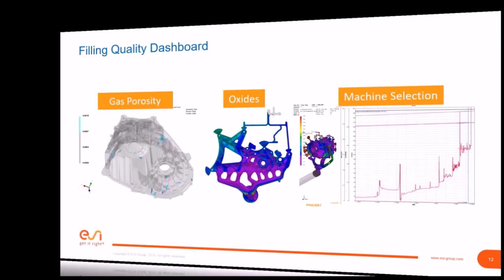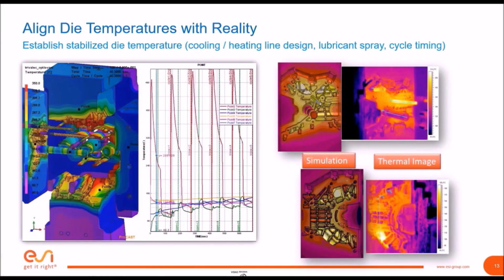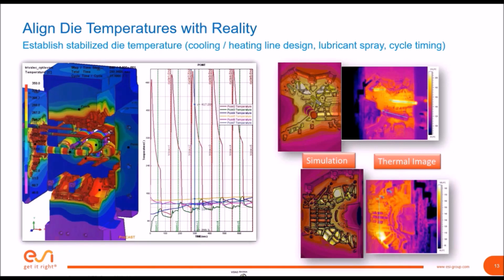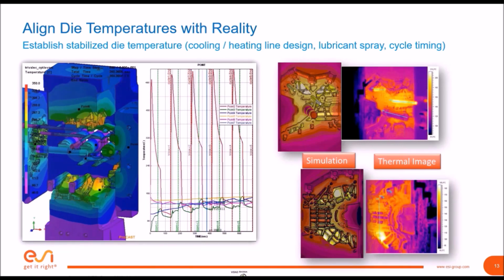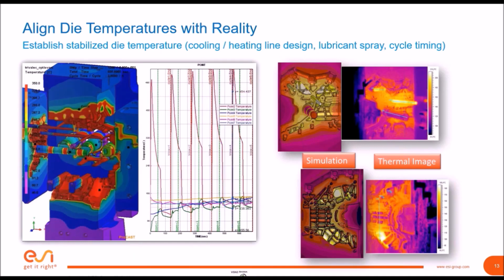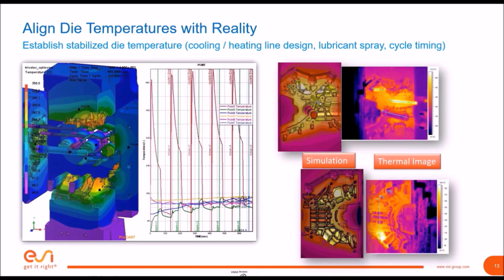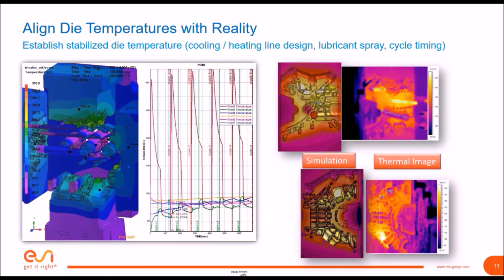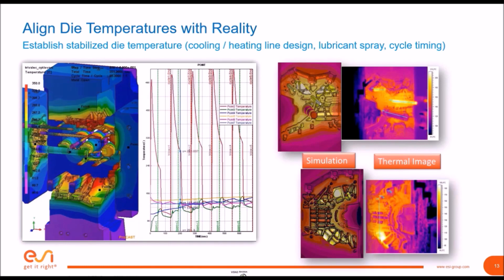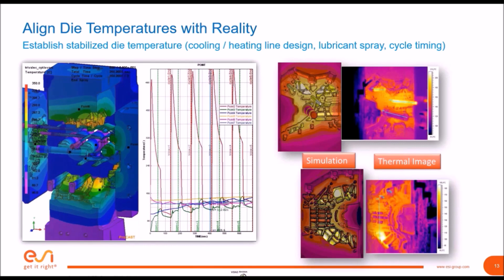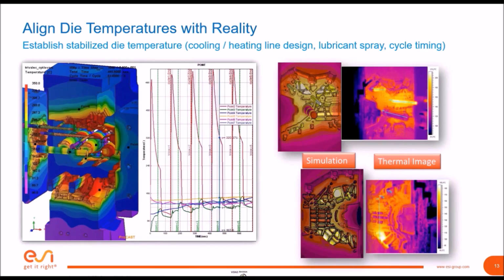So once we are at this stage, this is the stage where one needs to start building the dies. We need to understand what the hotspots in the die are, and then go with the cooling system. This is very important, simply because we need to align these die temperatures with reality, so that we have established a stabilized die, or an operating die temperature, which is what is there in the foundry, and then come up with, modify or improve the designs of the cooling and heating lines, the lubricant spray, cycle timing, all these things.